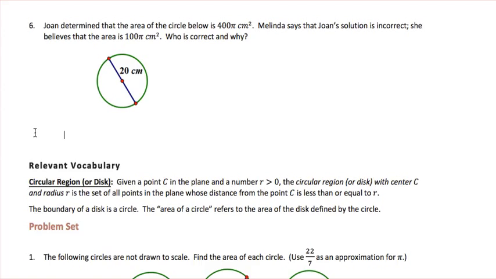So we'll do our own calculation for the area of the circle. This circle has a diameter of 20, and our formula for area of the circle is radius squared times pi, and the radius is 10. So if we square 10, that's 100 times 3.14, which will be 314 square centimeters.